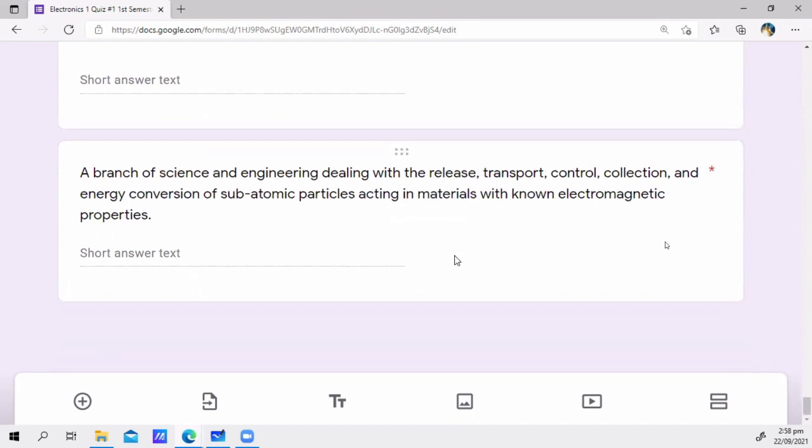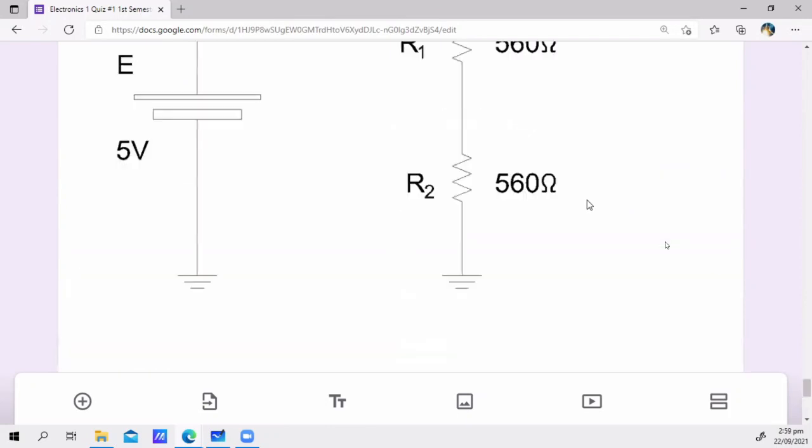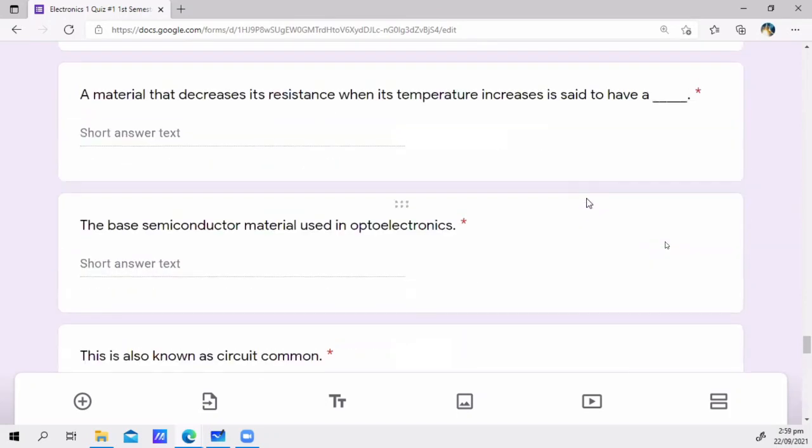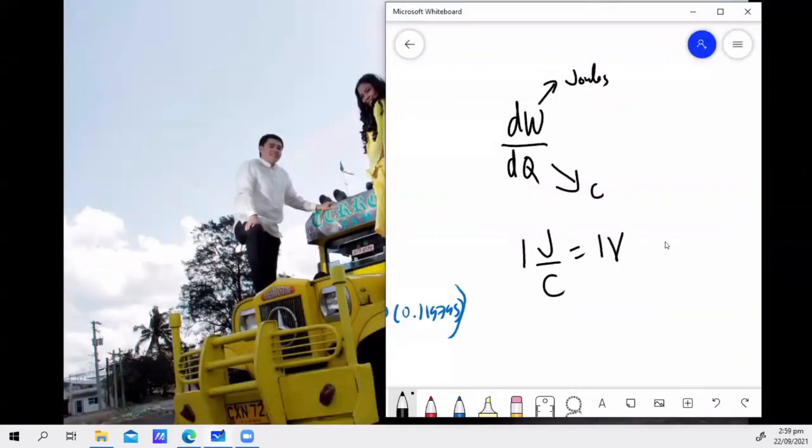O last, baka hindi pa masagot to. This is electronics, diba? Branch of science and engineering dealing with the release, transport, control, collection, so on and so forth. So this is called engineering. So probably ma-release ko yung result nyo. Yung results natin are sent through the email, kaya make sure yung email na nilagay natin dito nung nag-exam tayo is valid. Okay. So kung may questions about the exam, magtanong lang tayo dun sa chat, no?